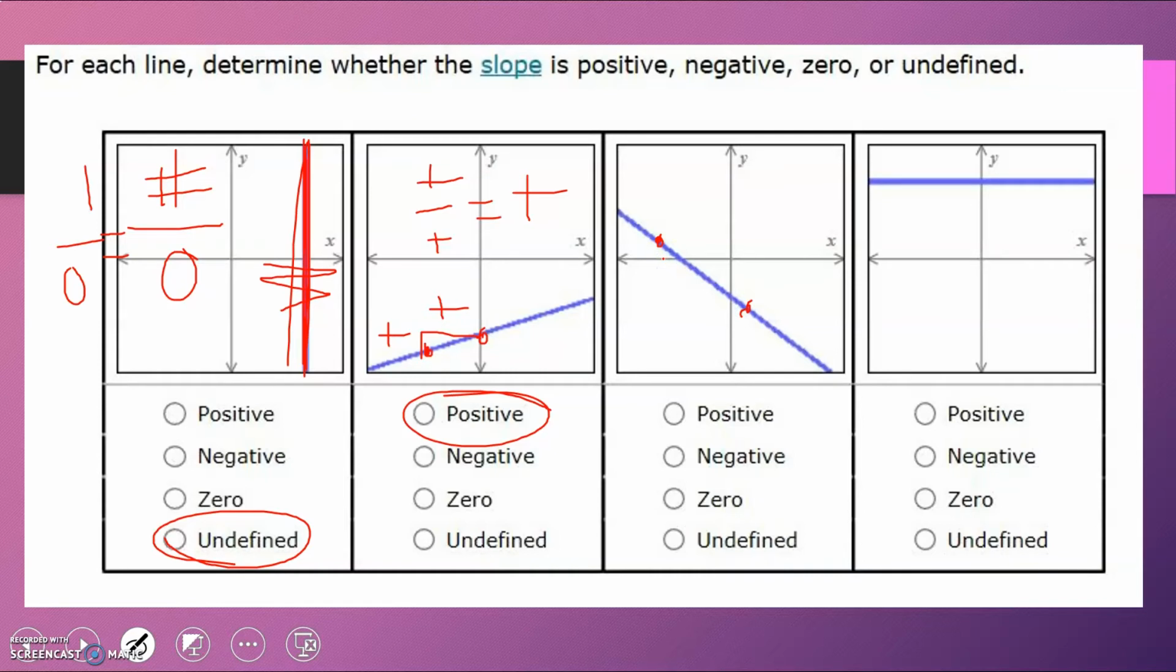All right, for this one, if we have a point here and a point here, remember we start from the left and go to the right. So you have to go down and then to the right. The down would give you a negative, the right would give you a positive. If you have a negative divided by a positive, that's going to give you a negative slope.